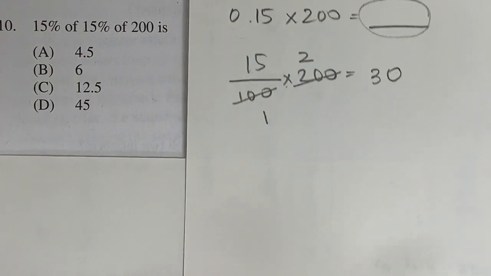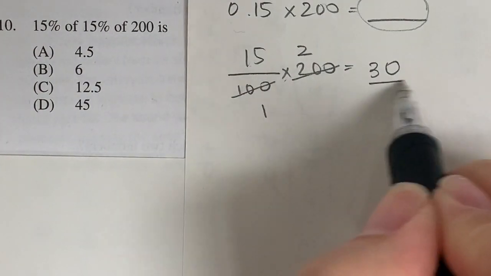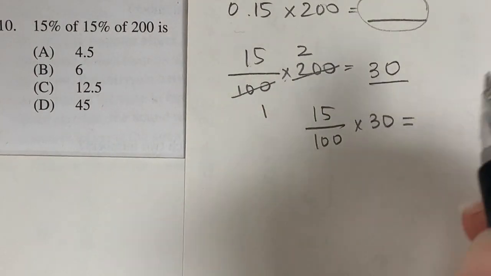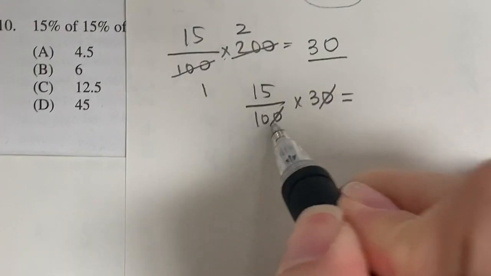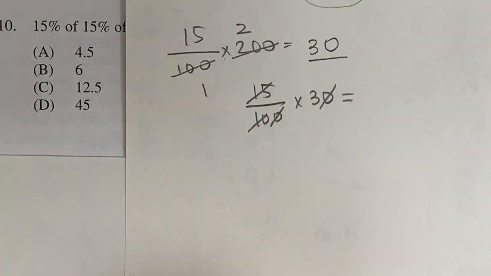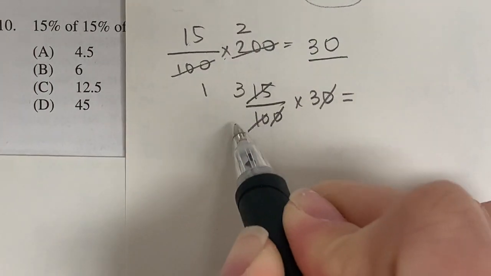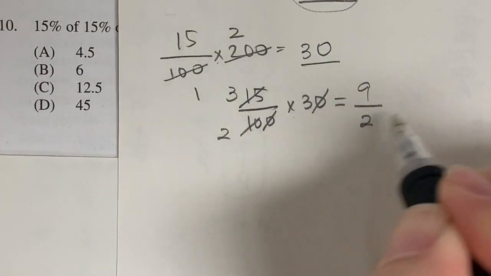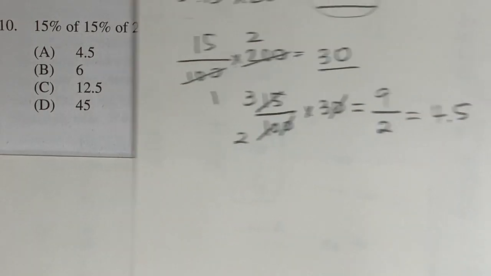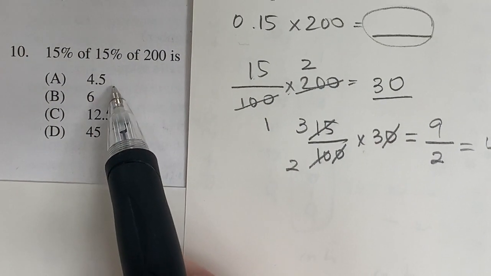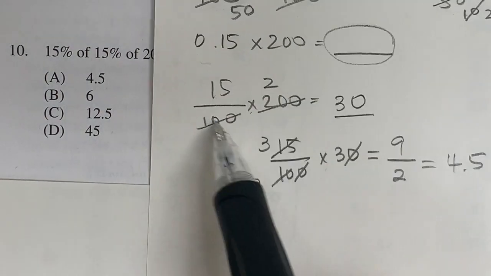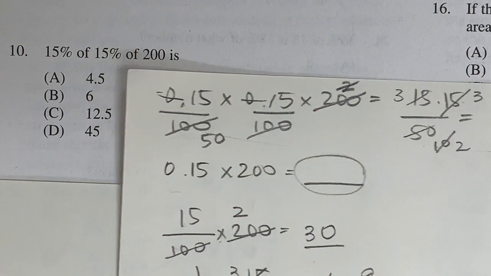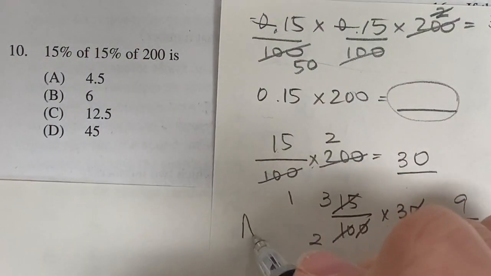Okay, so the next step is another 15%. So I have to get this answer, and I'm going to do another 15% of this answer right here. Okay, so here I'm going to simplify the same way. I'm going to simplify top and bottom by 5, which gives me 3 over 2. Okay, so 3 times 3 is 9 over 2. So I get 4.5. Well, obviously I got the same answer, which is A. But this was just step-by-step equations I did separately. Here, I did everything at once. Okay, so whichever is easier for you, you still get the same answer.